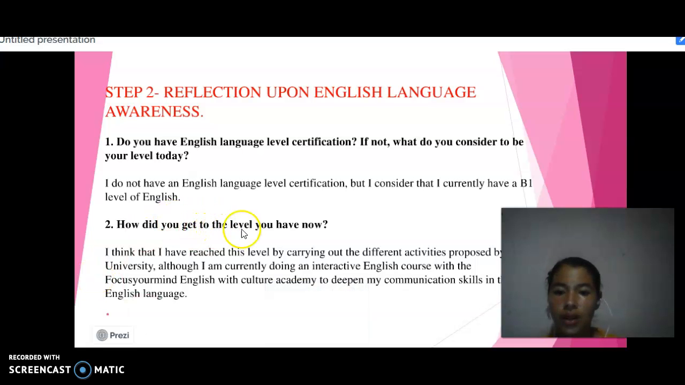2. What did you do to reach the level you have now? I reached the level by carrying out the different activities proposed by the university. I am currently doing an interactive English course at a cultural academy to deepen my communication skills in the English language.